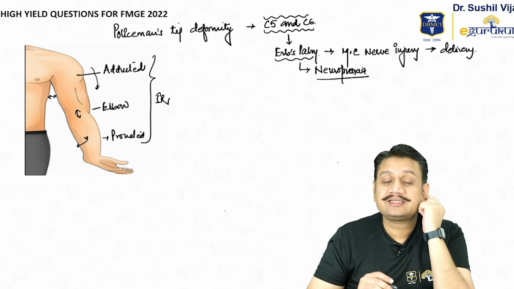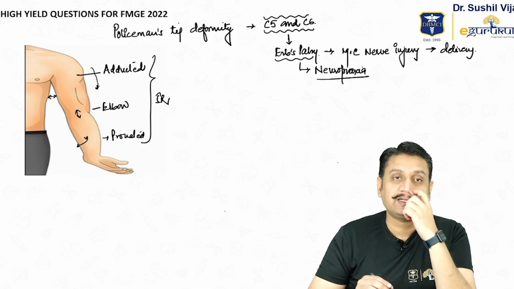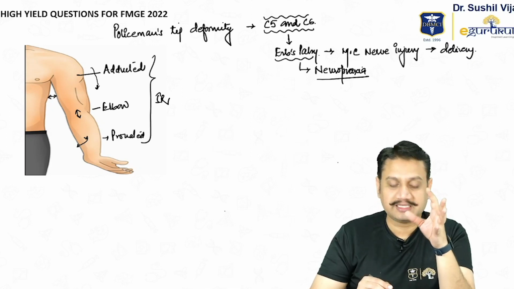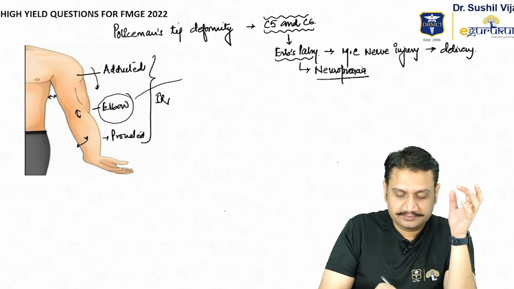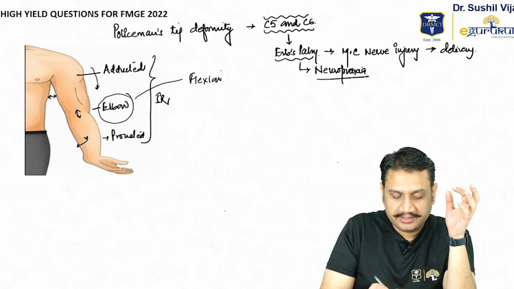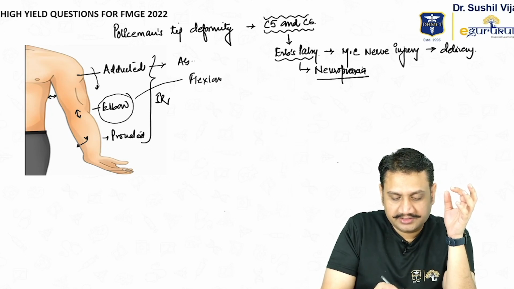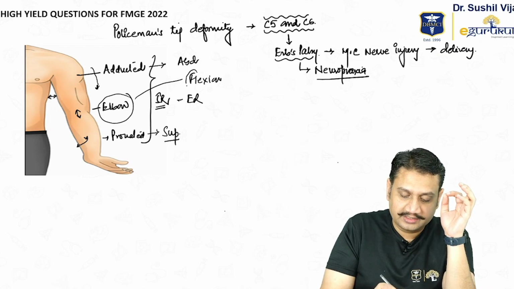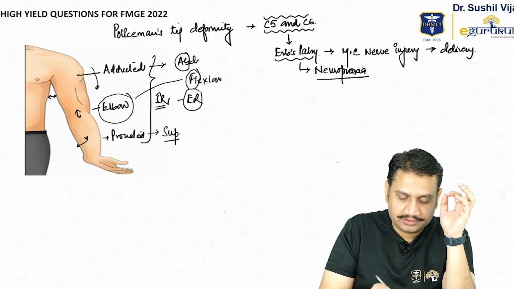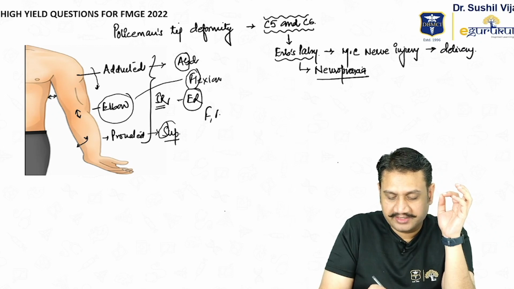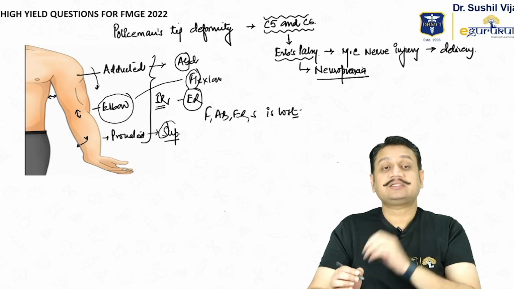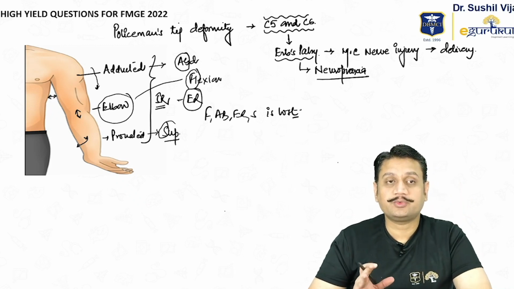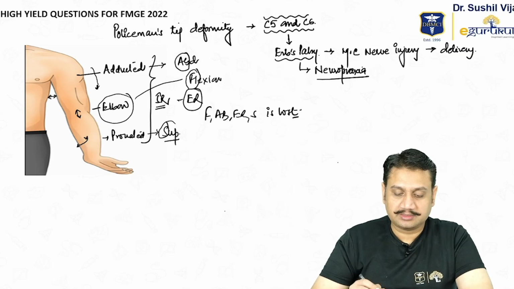This is how Erb's palsy is defined. So if somebody asks you what is lost in Erb's palsy, then elbow flexion is lost. Here the adduction is there, so abduction is lost. Here it is pronation, so supination is lost, and it is an internal rotation, that means external rotation is lost. So you can say in Erb's, the FABER is lost: flexion, abduction, external rotation, supination. That we can recall, right? So this was about the deformity part.